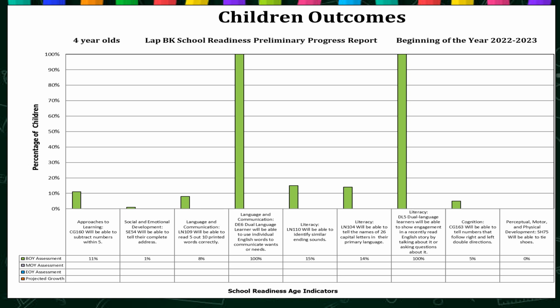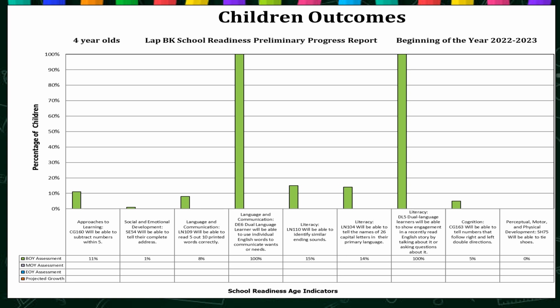Now on this slideshow, you will see the children outcomes. We do have a graph for the 4-year-olds for this particular school year, and this is a LabBK School Readiness Preliminary Progress Report. So basically, on how the children scored, those will be the percentages that they will be doing for that current assessment period.